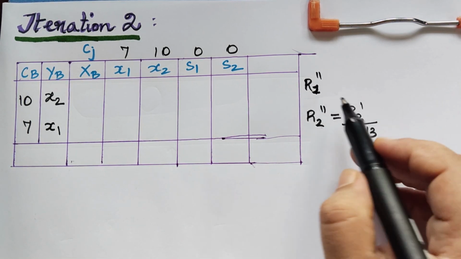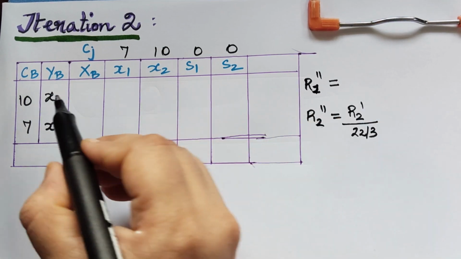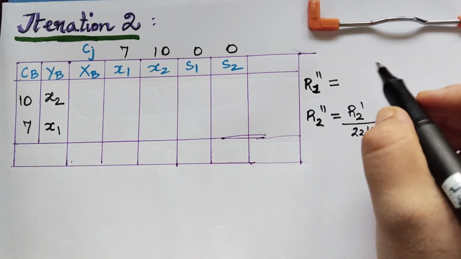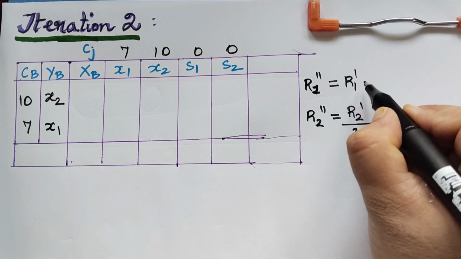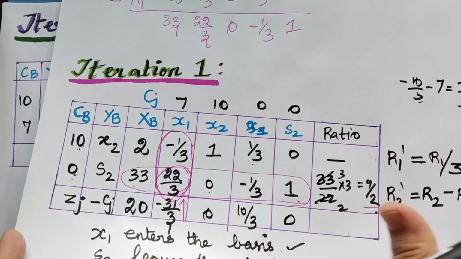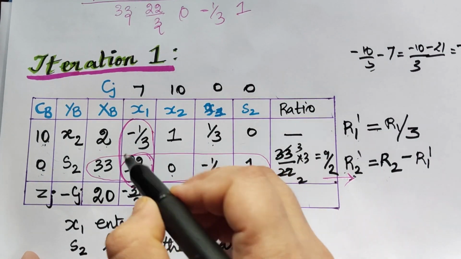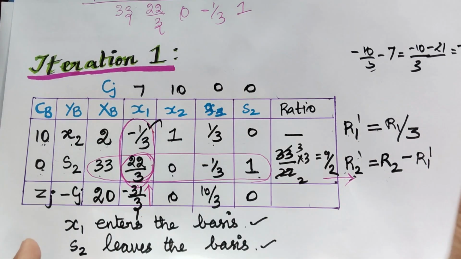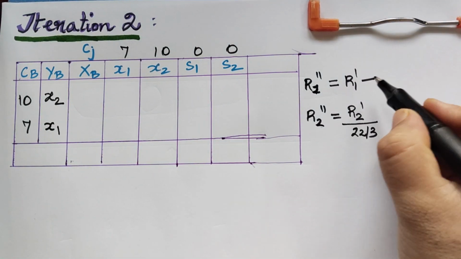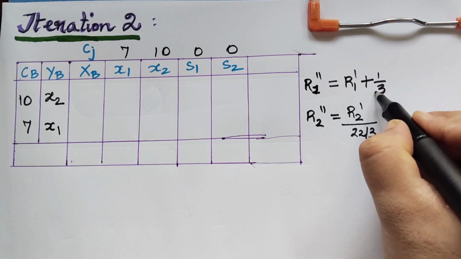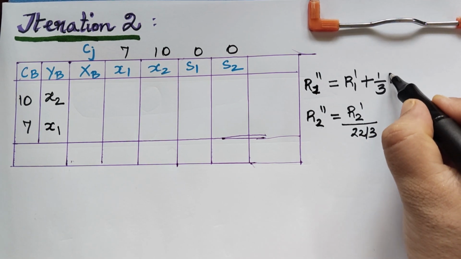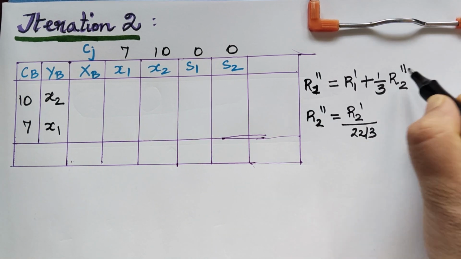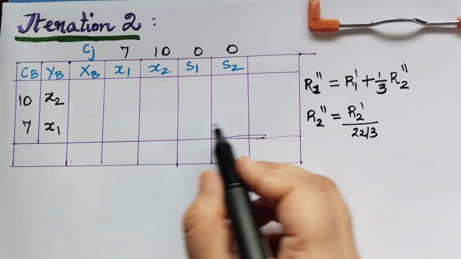And what will be R1 double dash? It is the new x2 equation. The new x2 equation will be equal to the old x2 equation, which is R1 dash, minus the corresponding pivotal column element. So this is the pivotal column. For x2, what is the corresponding pivotal column element? Minus 1 by 3. So minus into minus will become plus 1 by 3. And then we have to multiply with the new pivotal equation. What is the new pivotal equation? R2 double dash. So that is the formula. Now using these row operations, we have to fill in these rows.